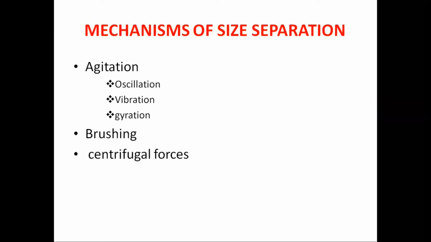We are going to discuss mechanisms of size separation. There are three important mechanisms involved in the size separation process. The first one is agitation, the second one is brushing, and the third one is centrifugal force. Oscillation, vibration, and gyration are the three types of agitative motion that are helpful for size separation.